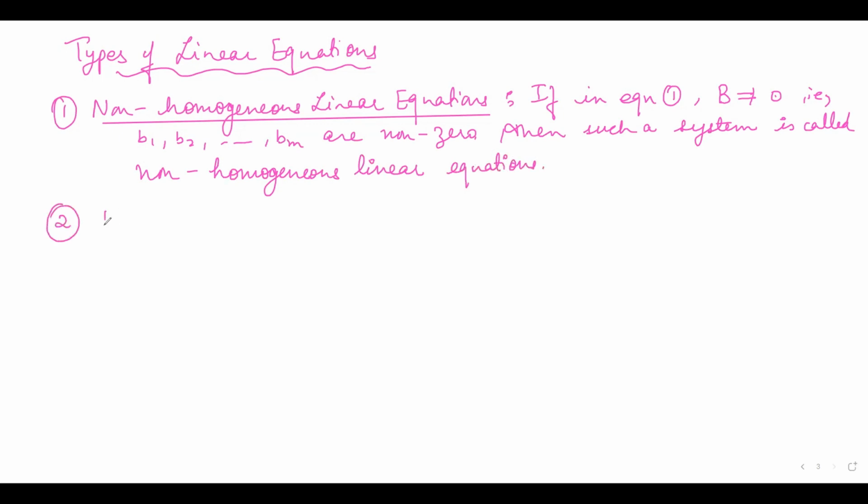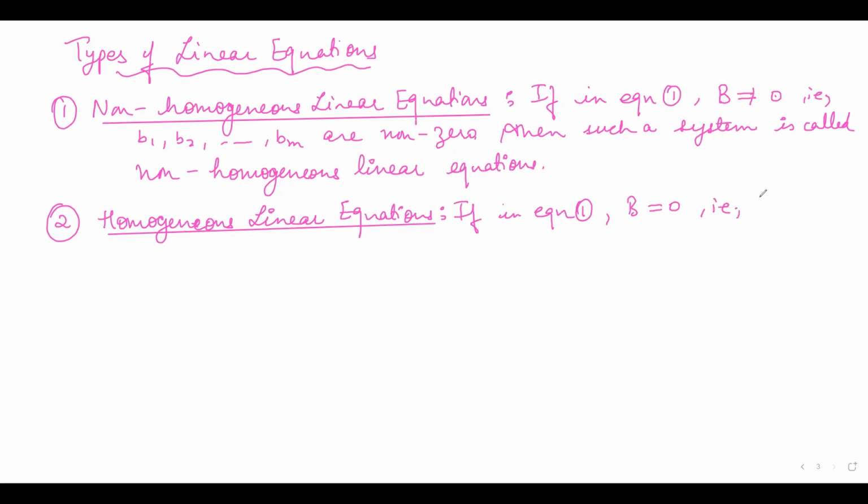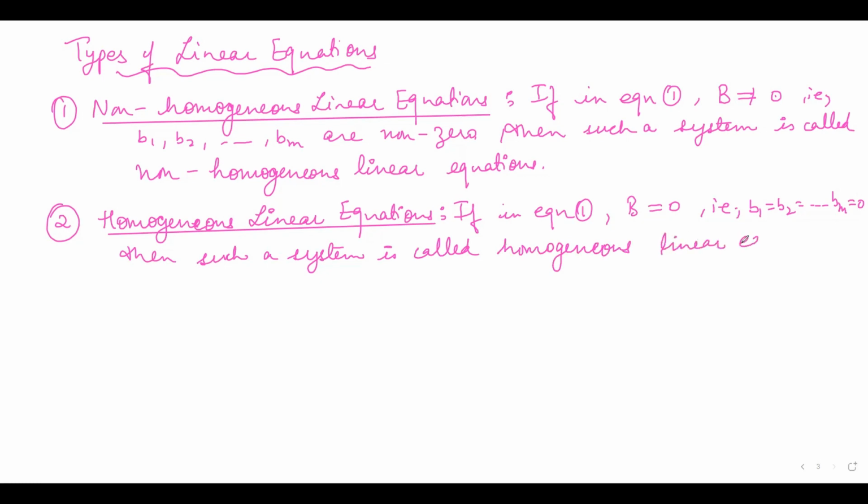On the other hand, if we talk about the homogeneous linear equations, then in this case, if in equation 1, B is equal to 0, that is B1, B2 up till Bm are all 0, then such a system is called homogeneous linear equations. So this is the difference between them.